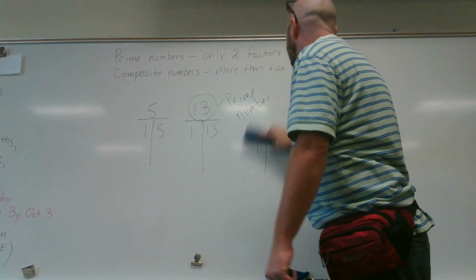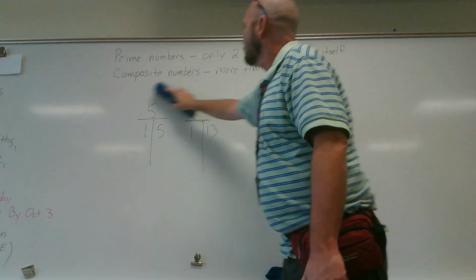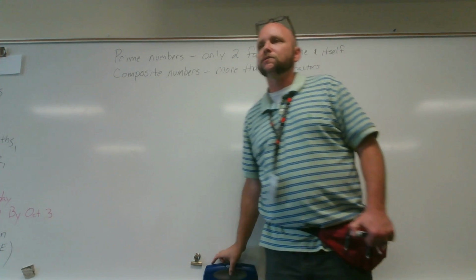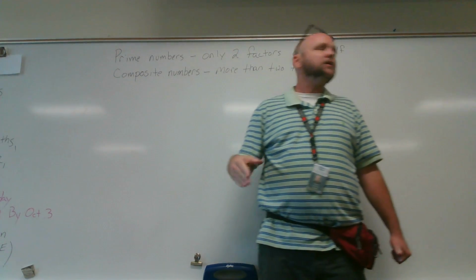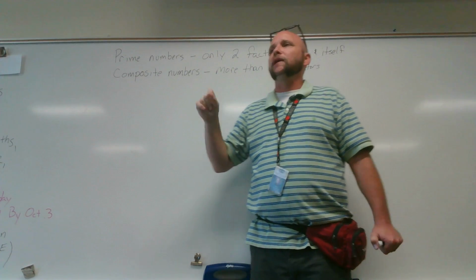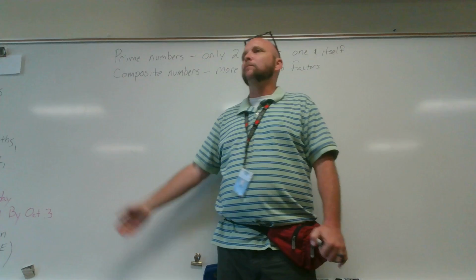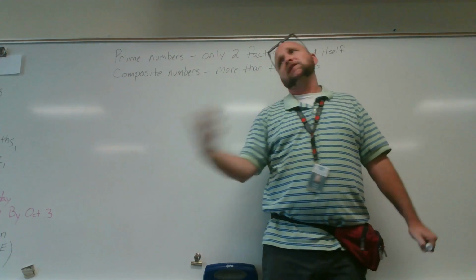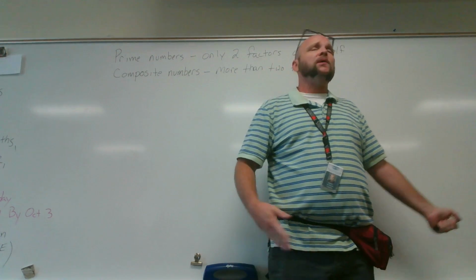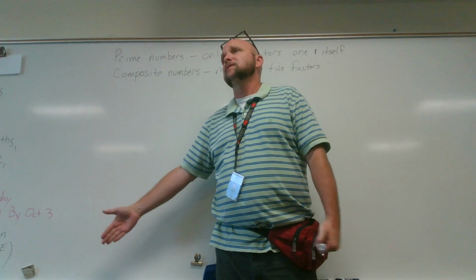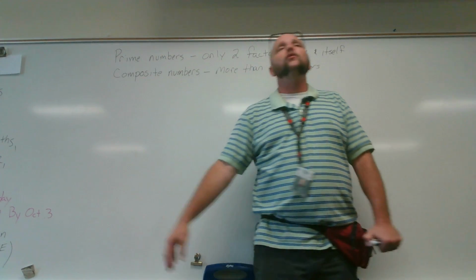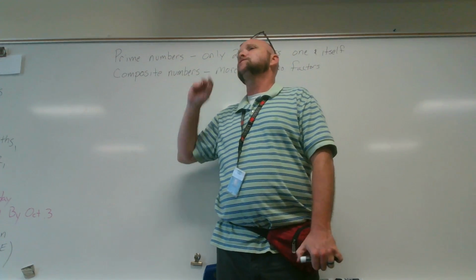All right, so let's look at some composite numbers. Now, as I told you, 2 is the only even prime number. So if I have a number and it is an even number, say 26, is that prime or composite? It's composite because it's an even number. The only even number that's prime is 2.